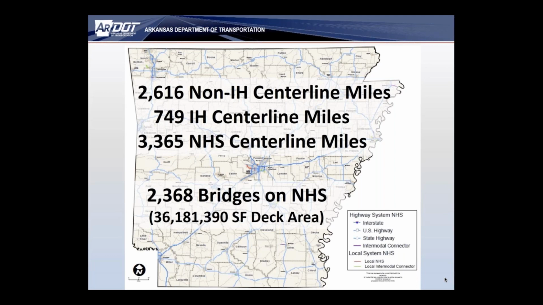Arkansas Department of Transportation is responsible for the 12th largest highway system in the nation with almost 16,500 centerline miles. 3,365 of those are on the NHS, and that represents about 21% of our total system. About 19% of our bridges in Arkansas are on the NHS.